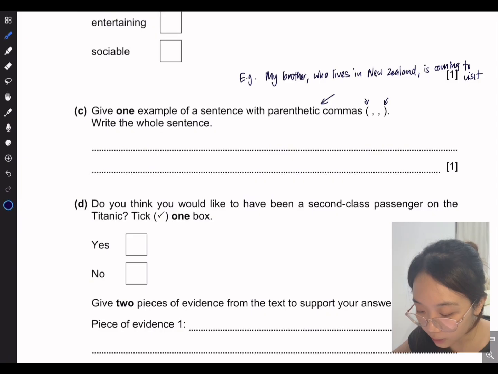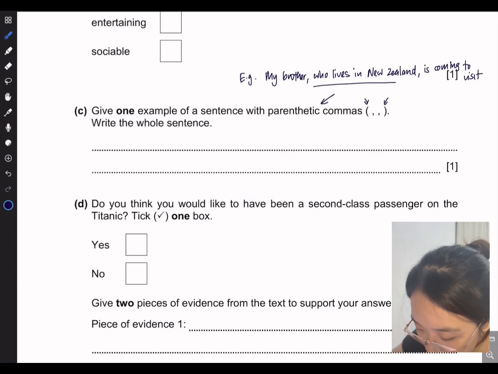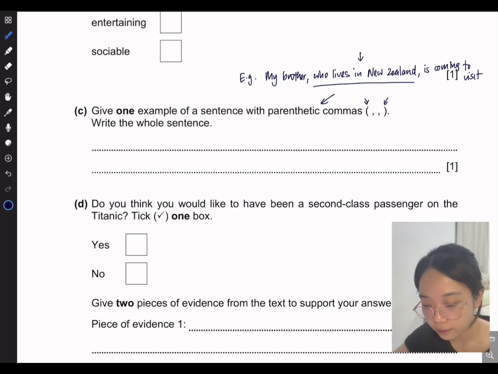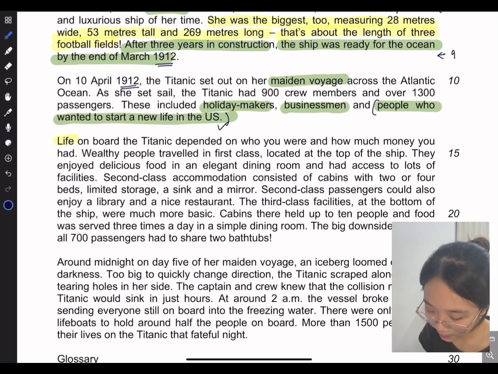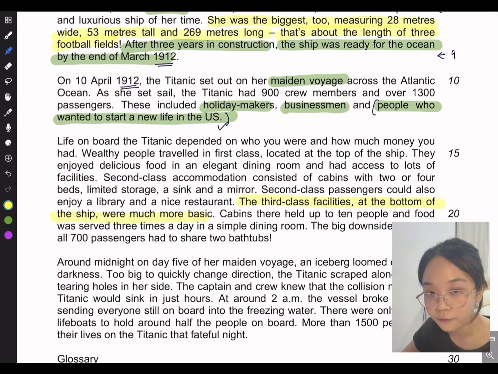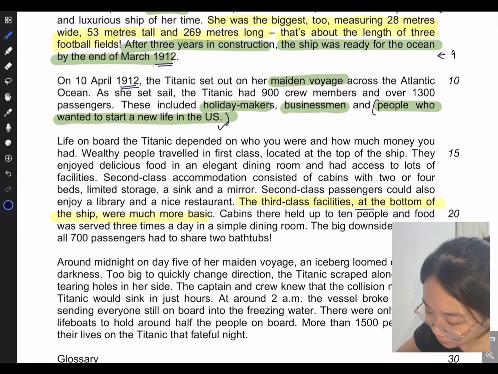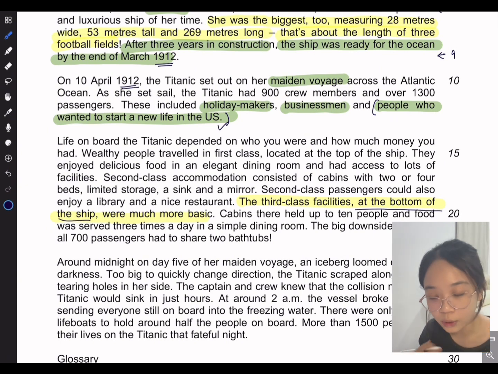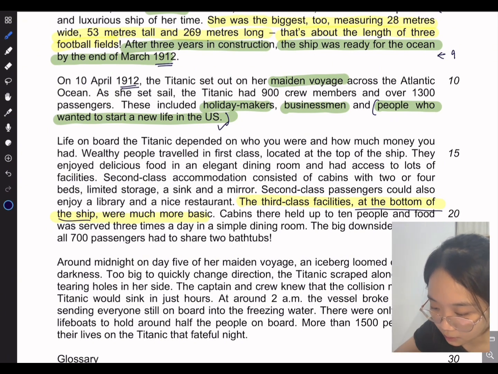Okay, so for example here, my brother, who lives in New Zealand, is coming to visit. This phrase here is actually extra information, so I would call this an example of a sentence with parenthetic commas. Let's see what we can actually find. This sentence here, the third class facilities, at the bottom of the ship, were very much more basic. So this is a very good example of a sentence with parenthetic commas. The phrase at the bottom of the ship is actually referring to the additional information to this sentence.